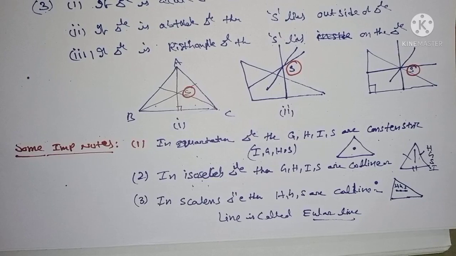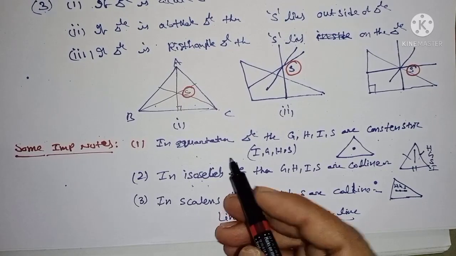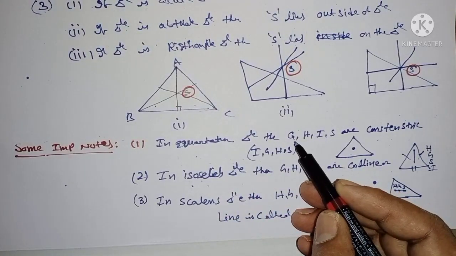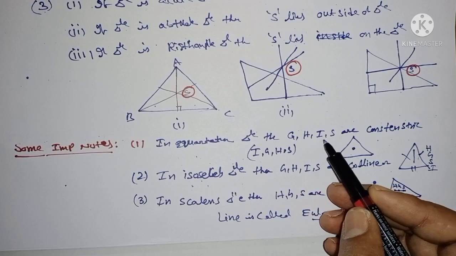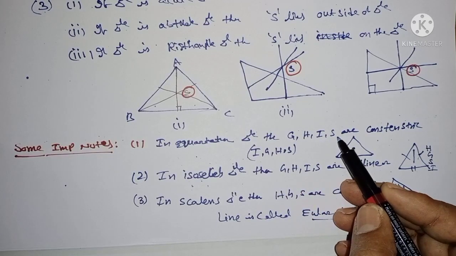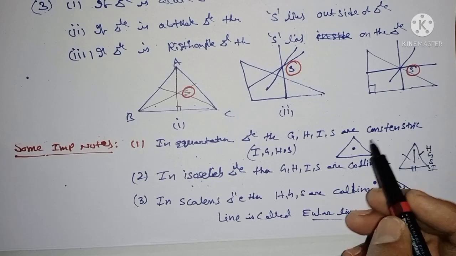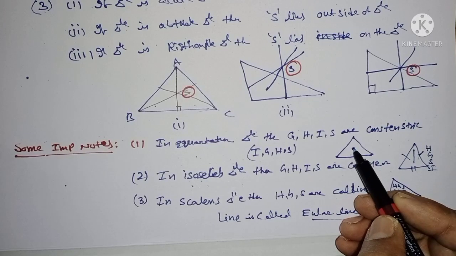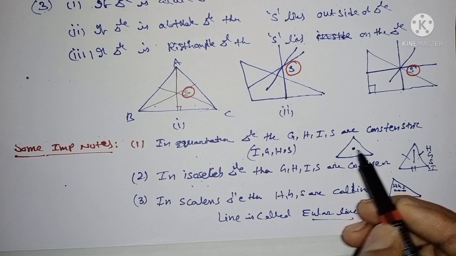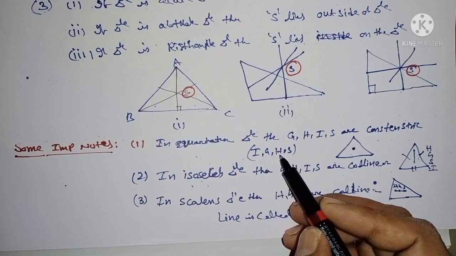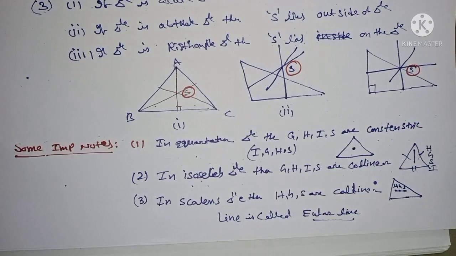Some important points. In an equilateral triangle, the centroid, orthocenter, incenter and circumcenter are concentric, meaning they intersect at only one point. These are very important: I, G, H, S are at only one point.